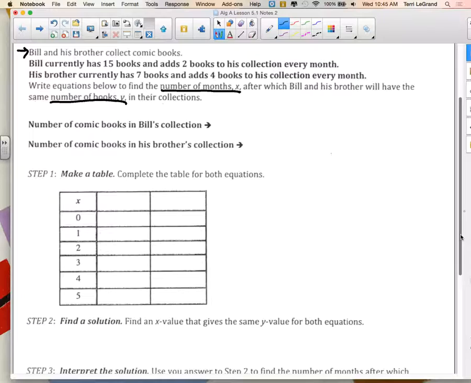And x being the number of months that they're collecting these comic books, what do you think could be an equation we could use for Bill? It says number of comic books in Bill's collection. That's where we're going to write an equation. Anybody have any suggestions what they think we could use? I don't think your calculator is going to help us find this right now. I want an equation right now. What do you think could be an equation? You may want to take a stab at it, Aurora? Yeah, for Bill.